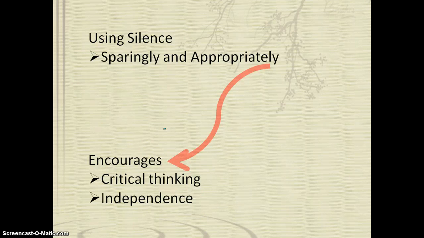Wait patiently and offer encouragement by using good body language. Smile, nod your head, or use other nonverbal communication messages that let the student know you have confidence in their ability to answer this question. When silence is used sparingly and appropriately, it can encourage a student to think critically and become independent as a learner. Use this technique when you feel confident your student knows the answer, but the student is hesitant to answer due to lack of confidence.